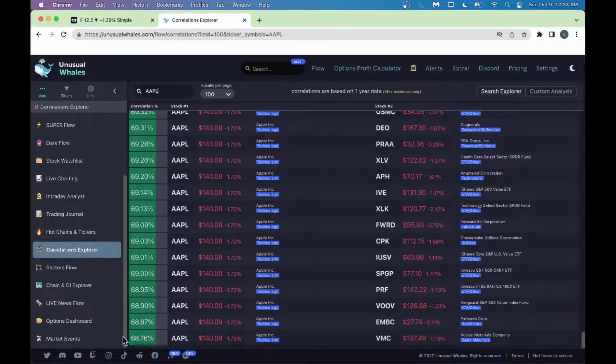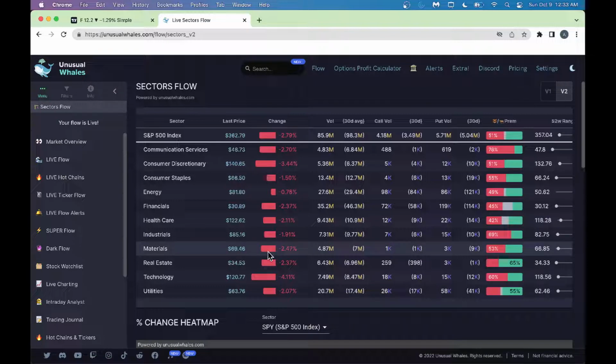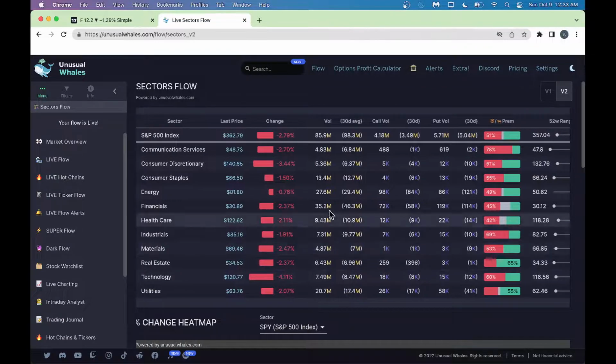We got sectors flow. You could, in the morning or in the middle of the day, look at how the sectors are doing. Look, we got sector S&P 500 down, communication down, so on and so forth. Consumer discretionary down big time, technology down. And you can look at the volume, call volume, put volume. It will give you a good idea what's going on here.